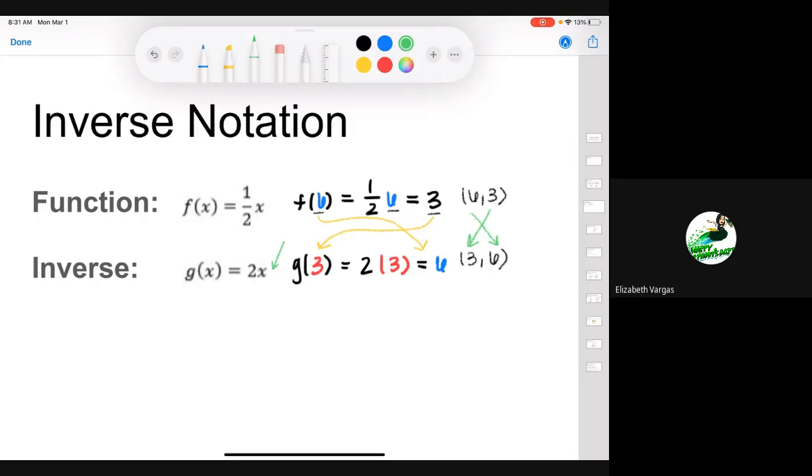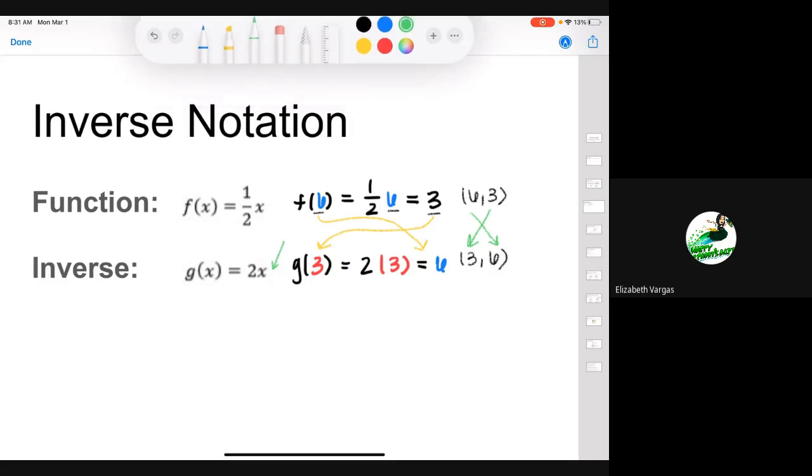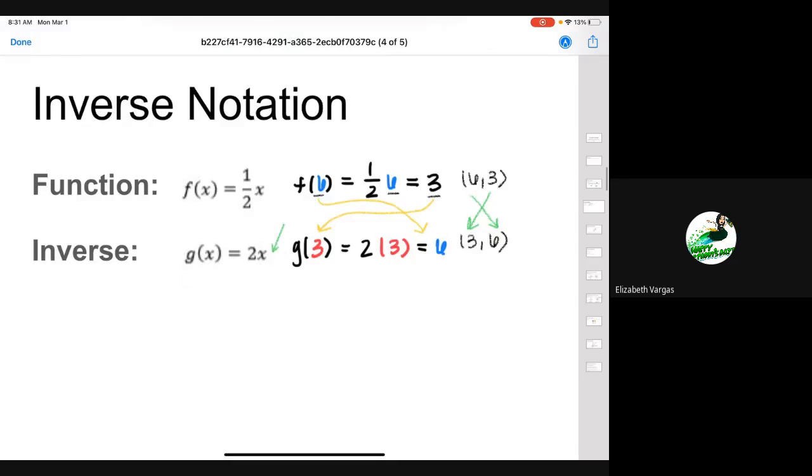Any questions about what I'm doing here? Basically, I'm checking that g(x) equals 2x is in fact the inverse of my original function, f(x) equals 1/2 times x. So I'm making sure that g(x) is in fact my inverse function. Okay, so any questions here?